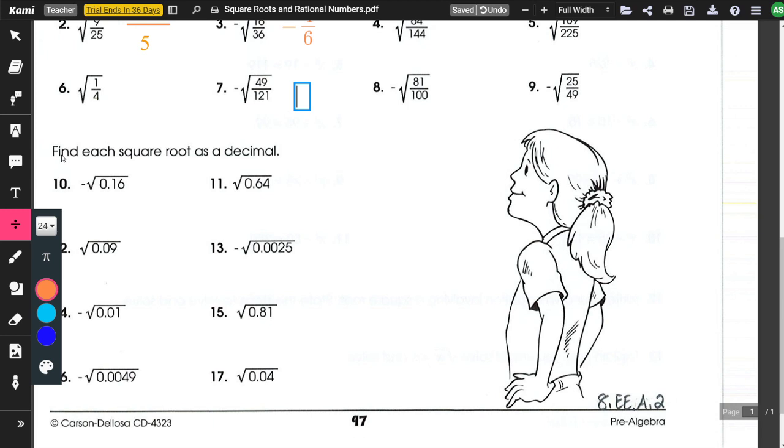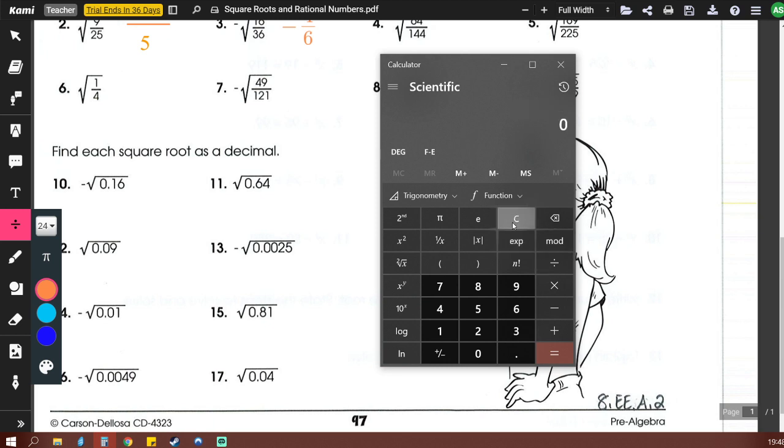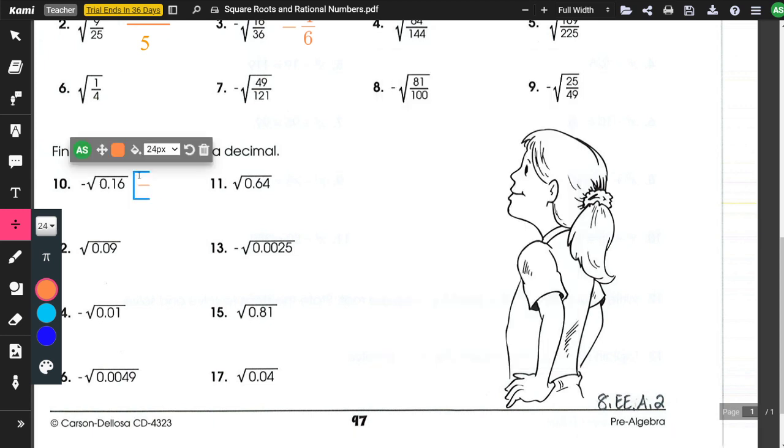Here we're finding square roots for decimals. However, it's just like finding the square root of numbers. So here we have 0.16. If you are confused on how to find square roots on a calculator, let me show you that. So here we have the square root key. You click it and it just did the square root of 0. So here we're going to do 0.16, then hit it, and it gives me 0.4. So my answer is negative 0.4 because there's a negative in front of the square root.